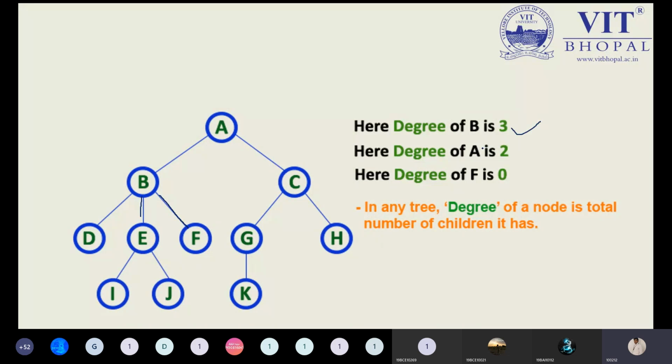Same thing, A is a root. How many branches does it have? Two branches. One is going to B, and another is going to C.